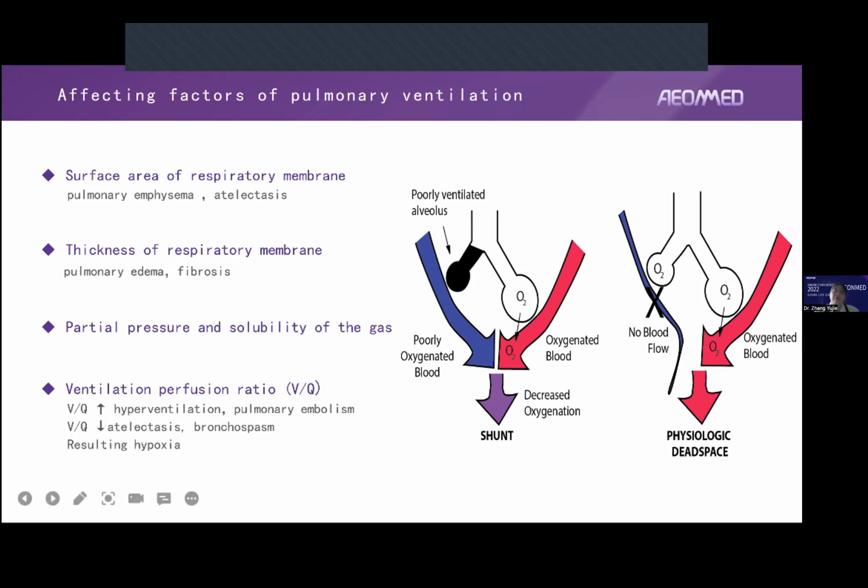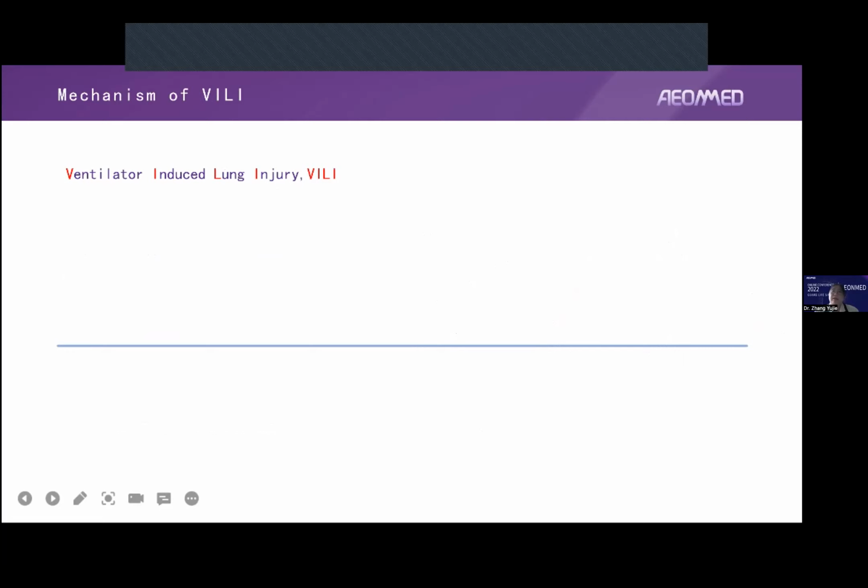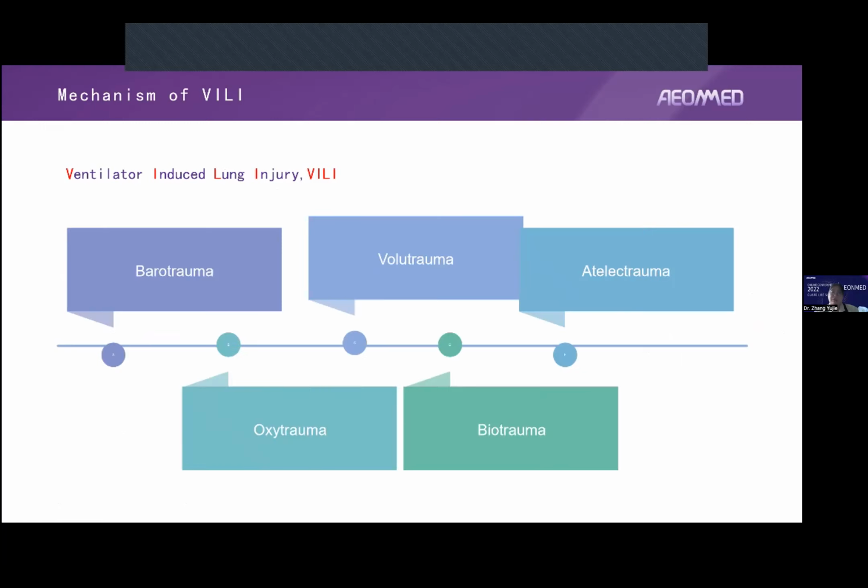And when we perform general anesthesia intraoperatively, of course, we need to give the patient positive pressure ventilation. That is inevitable in general anesthesia. And if it is inappropriate, it might cause these changes, and we call it ventilator-induced lung injury, VILI.